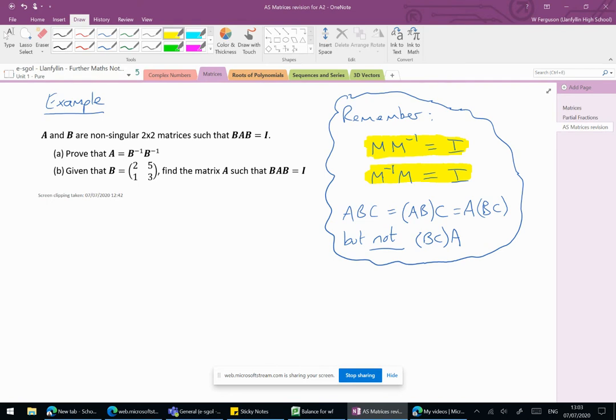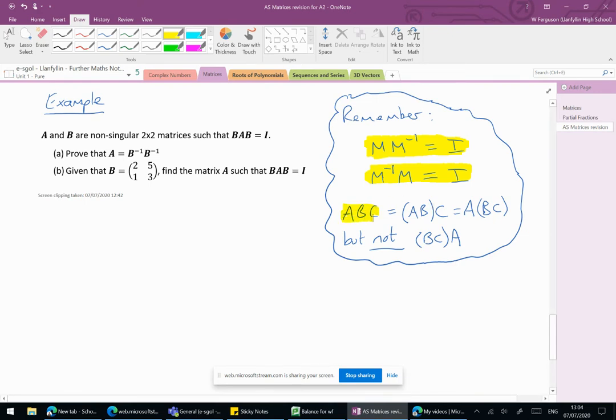The other thing to remember about multiplication is that although the order in terms of left-right is important, if I've got more than two matrices to multiply together, the order in which I pair them up is not important. So that's the second part that I've got here.